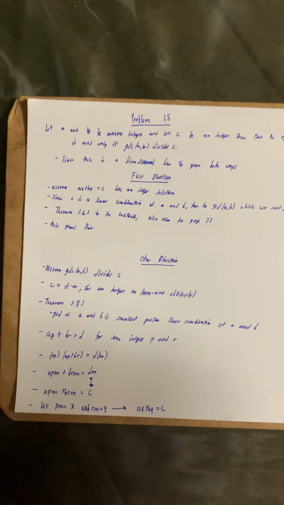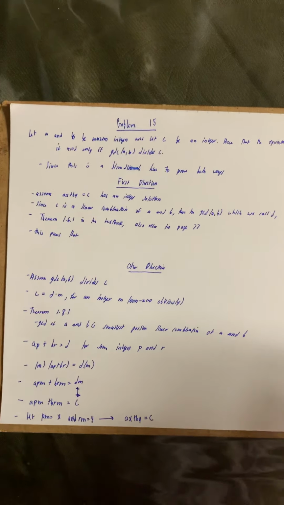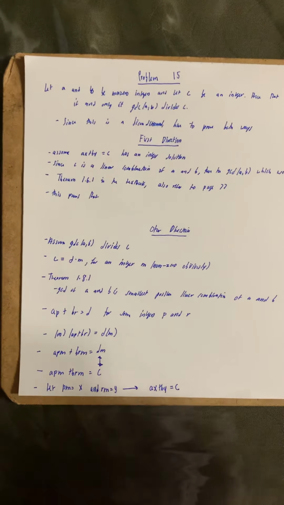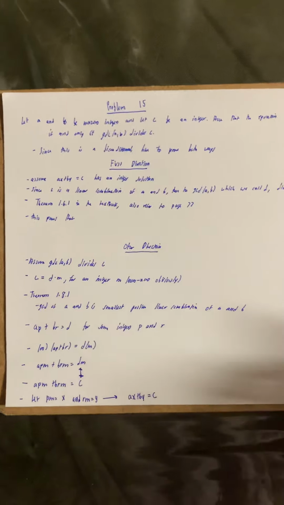Now we can do some trickery here and multiply both sides by m. And this gets you apm + brm = dm. Well, we know d times m is equal to c. And pm and rm are going to be integers, since an integer times an integer is an integer. So we could just say pm = x and rm = y.